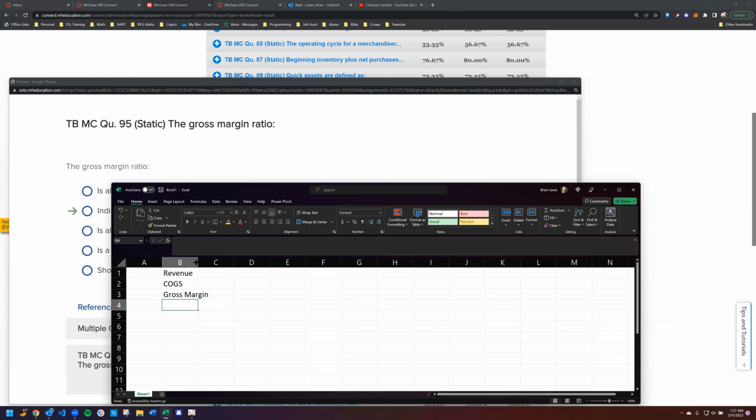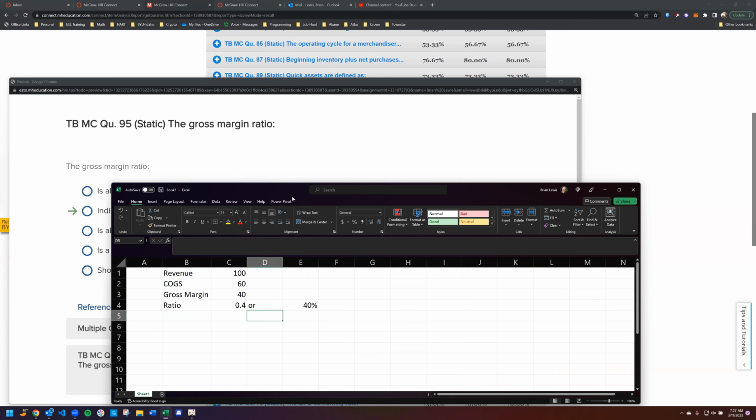So in this case, conceptually, if I have $100 and let's say $60 is cost of goods, then my gross margin is the $100 minus the 60, right? So my ratio is going to be the 40 divided by the 100, right? So that's going to be a 0.4 or 40%, however you look at this. One of these options is a 0.4 or usually a percentage.